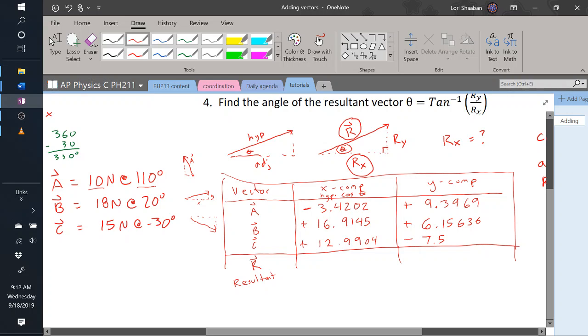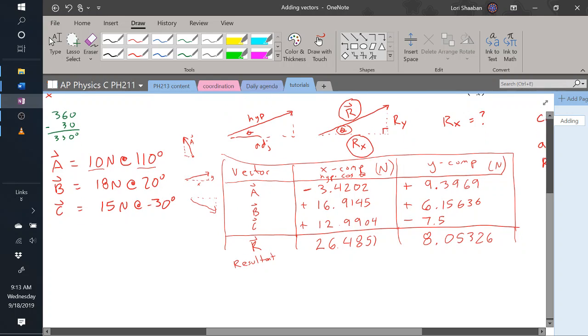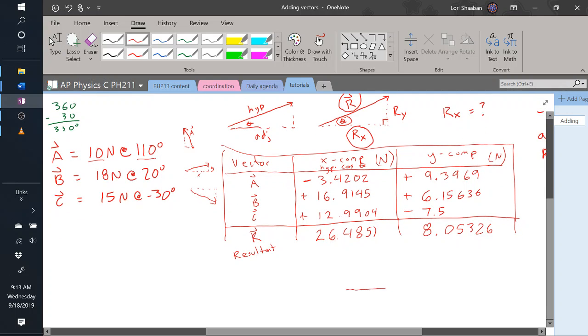So we're going to add all of the x components up separately from the y's, and we get about 26.4851. All these are newtons, so we can just go ahead and put newtons up in the top column so we don't have to have the units further down lower to complicate things. Okay, so we added all of the columns up in the x and the y. Then we have our x and our y, so we have a pretty long vector in the x, and it goes up a little bit in our y.